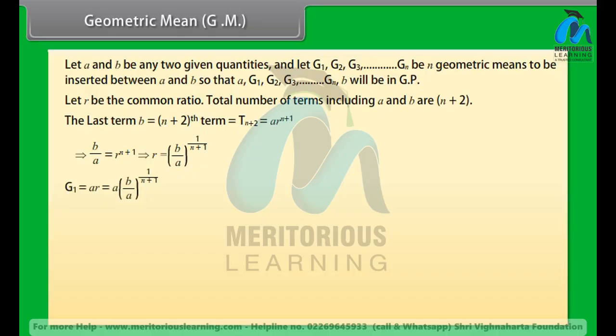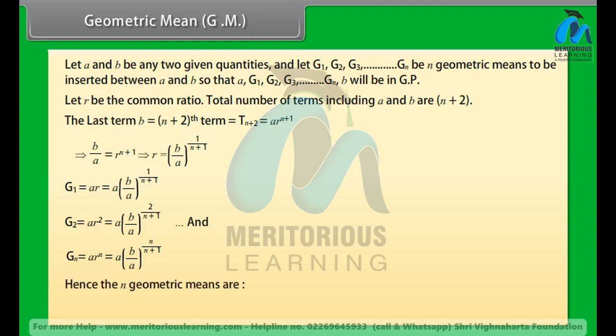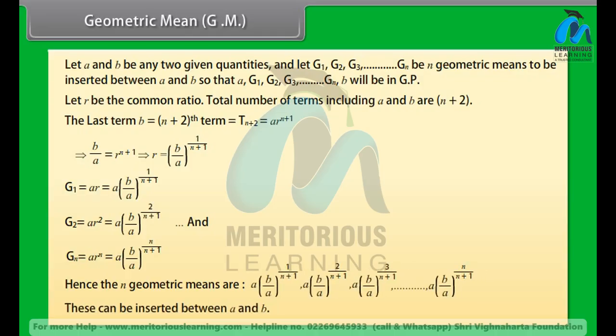G1 is equal to a into r is equal to a into b by a raised to power 1 by n plus 1. G2 is equal to a into r square is equal to a into b by a raised to power 2 by n plus 1. And so on. And Gn is equal to a into r raised to the power n is equal to a into b by a raised to power n by n plus 1. Hence, the n geometric means are these. These can be inserted between a and b.